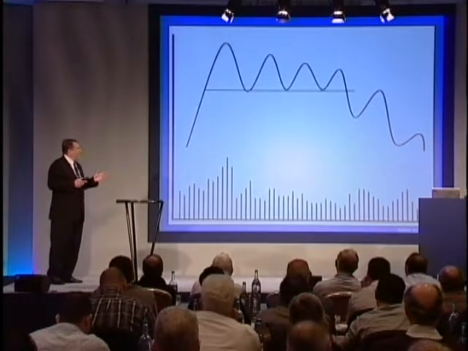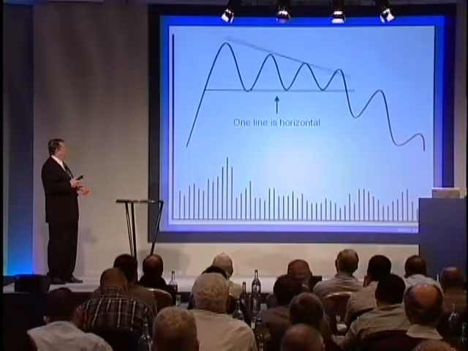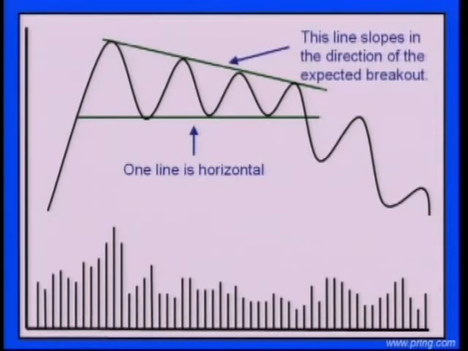So with the right-angled triangle, what we have is one line is horizontal and the other line is sloping. They're still converging like the symmetrical triangle, but one line is horizontal. And the horizontal line indicates the way the price is likely to break. Or I should say the sloping line indicates the way the price is likely to break. In this case, the line is sloping down, and that indicates that the price is likely to break to the downside.